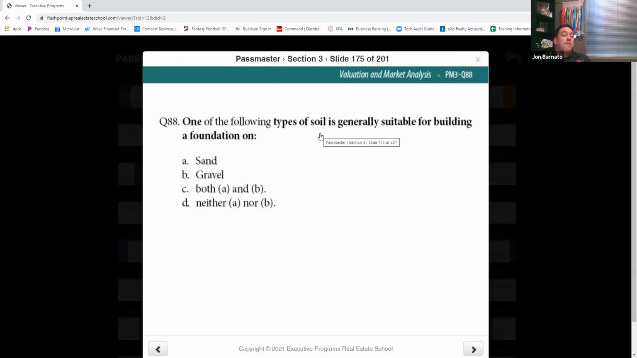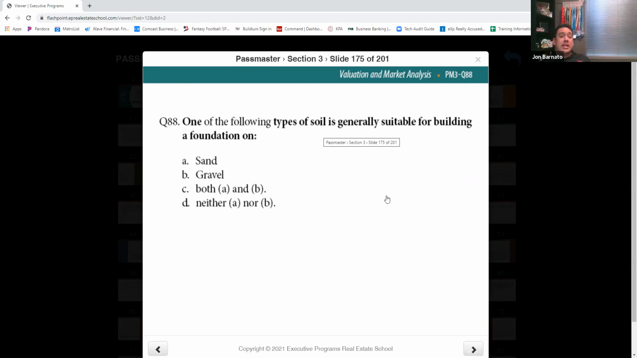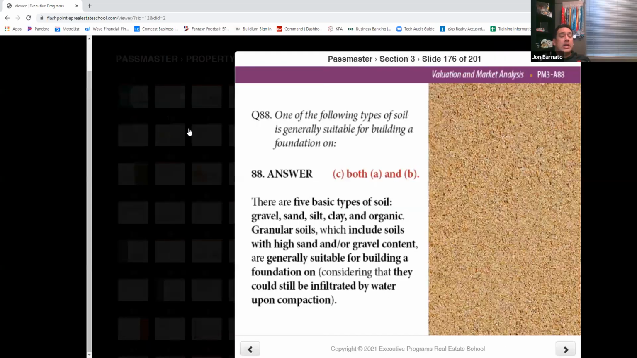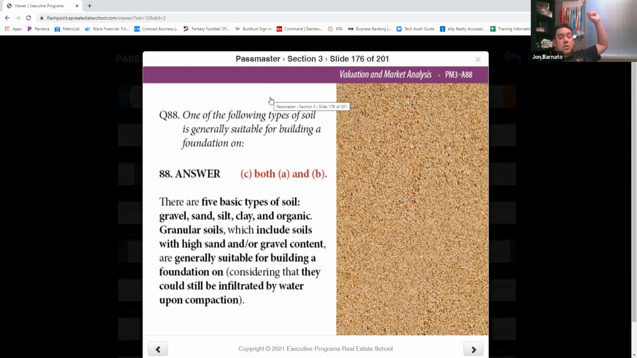So, which of the following types of soil is generally suitable for building a foundation on? Which is a good soil type to build on? Both? It's all saying C. What do you guys think? C. Why are they good? Both A and B. Okay, so there are 5 basic soil types: gravel, sand, silt, clay, organic.